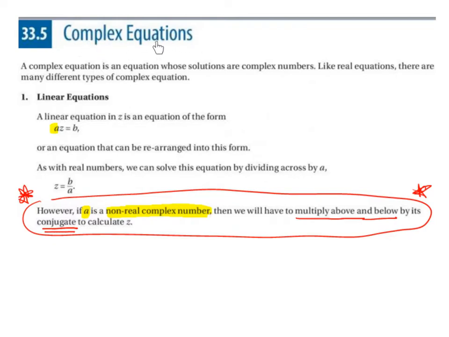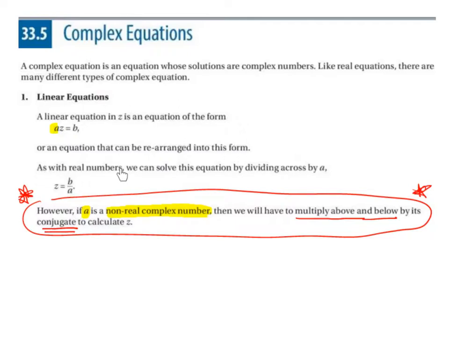Complex equations. A complex equation is an equation whose solutions are complex numbers. Like real equations, there are many different types of complex equation. Type 1, linear equations. A linear equation in Z is an equation of the form AZ equals B, or an equation that can be rearranged into this form.